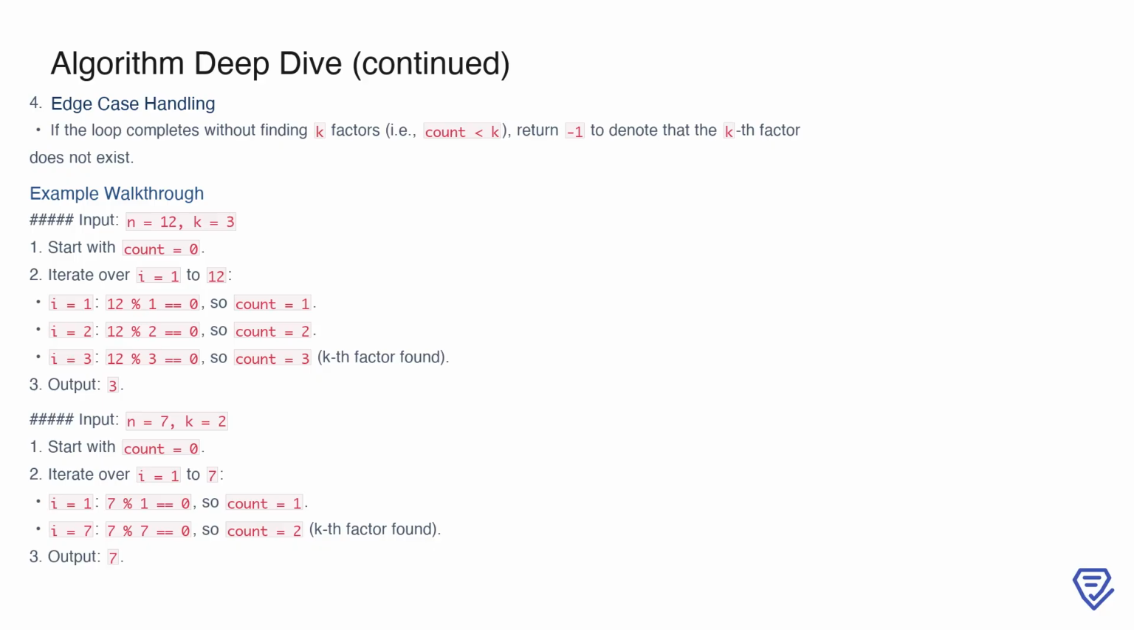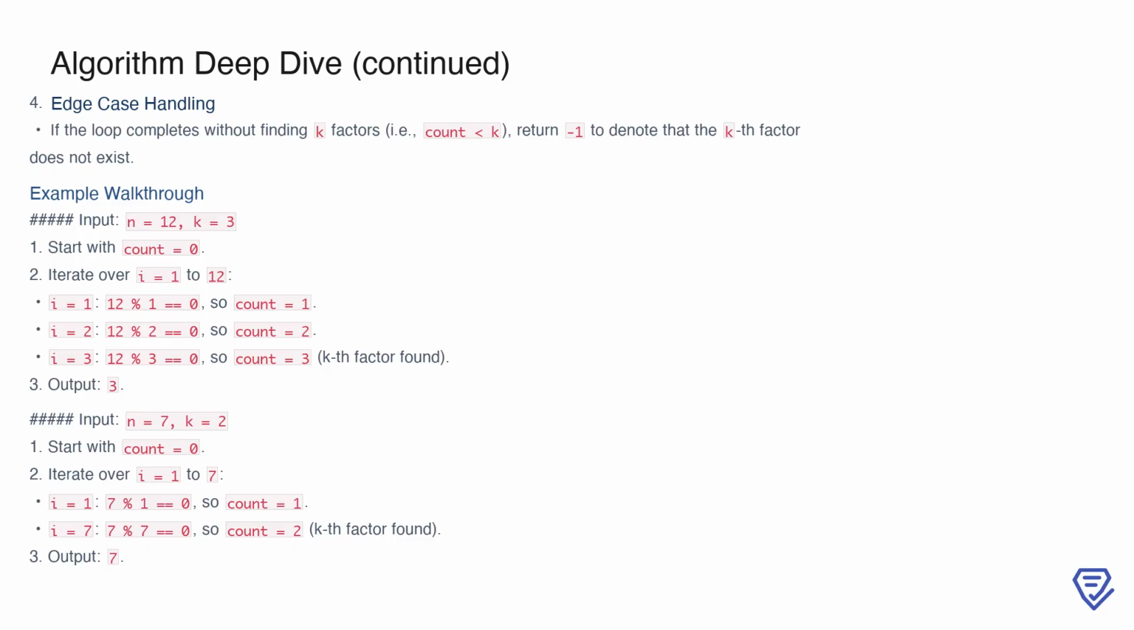Let's walk through some examples to understand this approach better. Take n = 12 and k = 3 as the input. Starting with count = 0, we iterate over integers from 1 to 12. At i = 1, 12 % 1 = 0, so we increment count to 1. At i = 2, 12 % 2 = 0, so count becomes 2. At i = 3, 12 % 3 = 0, and count reaches 3, which matches k. Thus, the output is 3, the third factor of 12.